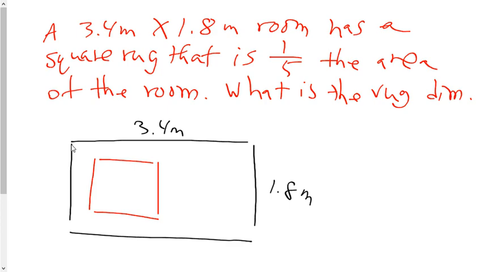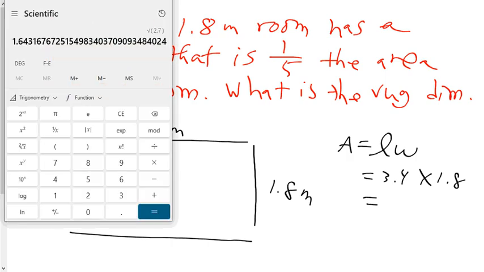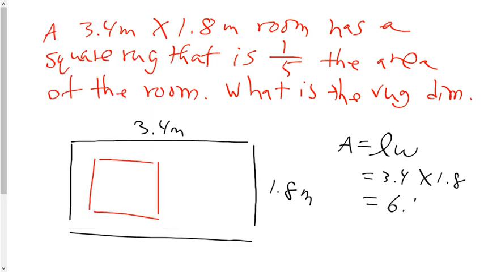So step one, write your formula for area of a rectangle. That's the formula, length times width, or 3.4 times 1.8, for the area of the room. Mr. Mack, what's 3.4 times 1.8? Is it 6.12? So your units are important. Remember, it's not distance, it's area, so your proper units would be square meters.